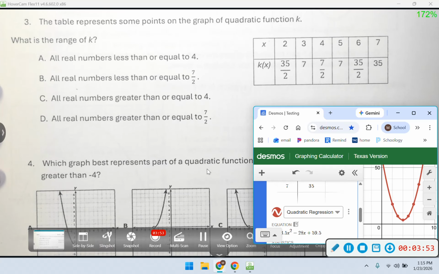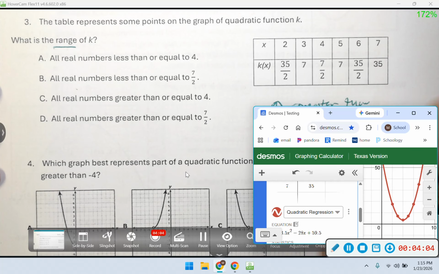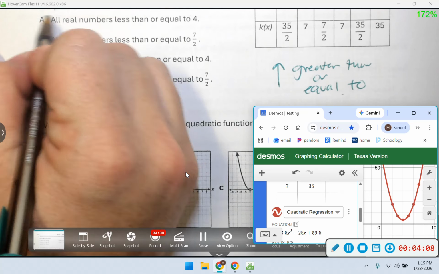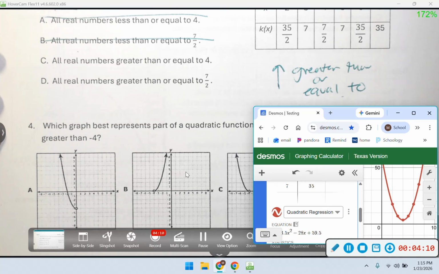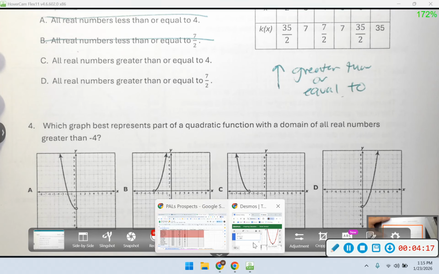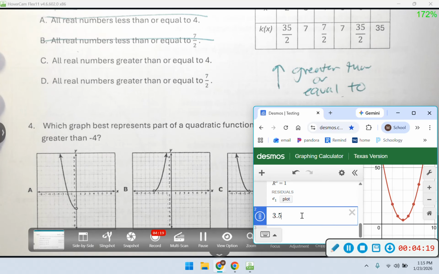I see that this goes up forever. Because we're talking about range, going up forever is going to be greater than or equal to. So I know that we can cross off A and B. Then I have to find that lowest point, and I'm looking at the y, which is 3.5. If we don't know what that is, we could turn it into a fraction, which is 7/2. So my answer is D.